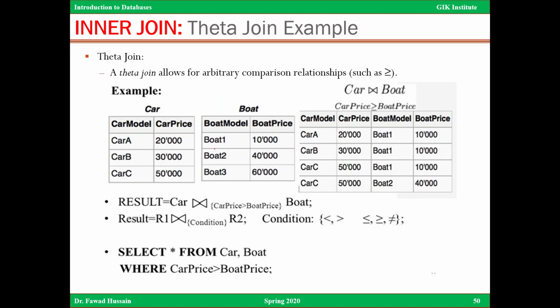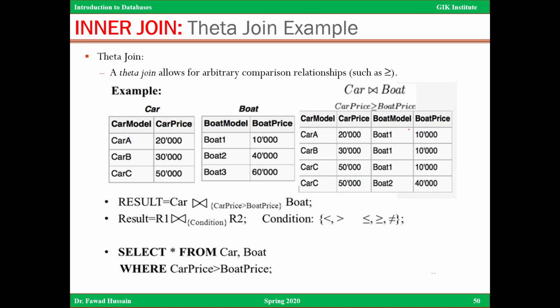So we have another example over here. This one is for the greater than or equal to. So if we have cars and we have boats, with car A, car B and car C and their prices, and then we have the boat models and their prices. So we are saying that car joined with boat such that car price is greater than or equal to boat price. So we are going to have all the cars and all the boats such that the price of the car is greater than that of the boat.